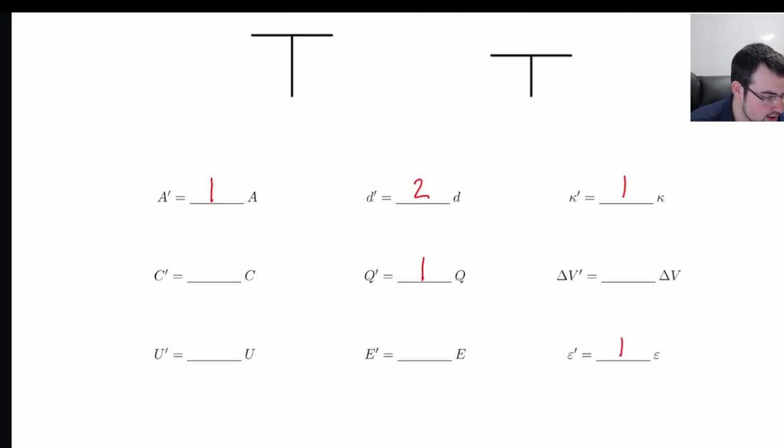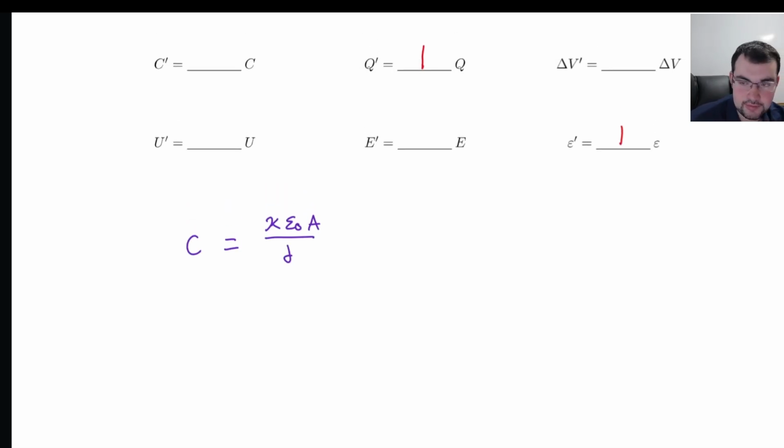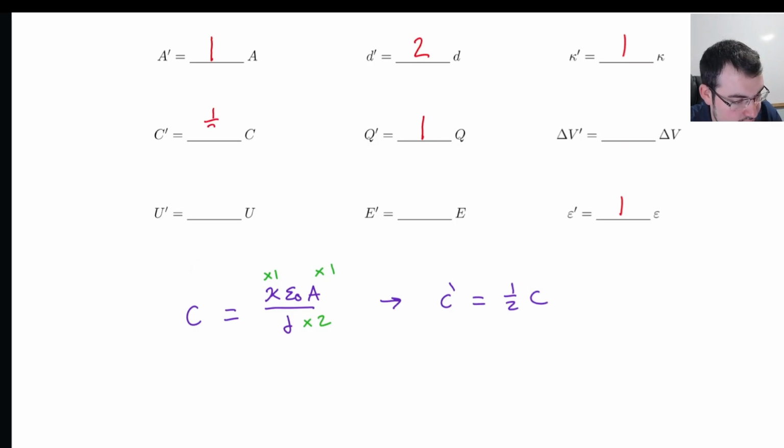All right, so let's start with capacitance, because that sort of unlocks a lot of things. So capacitance is equal to kappa epsilon naught A over D. So didn't change kappa, didn't change epsilon naught. Well, you're never going to change epsilon naught. You can change epsilon, but not epsilon naught. A is constant, but D was doubled. So this means that capacitance is halved. So I halve the capacitance.